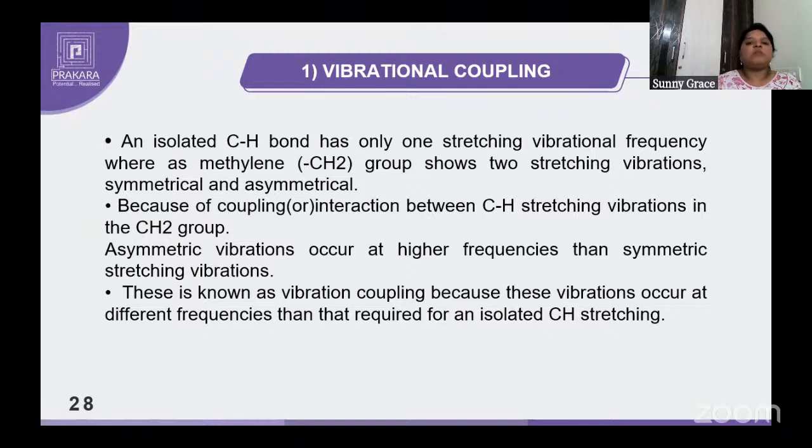Whenever vibrational coupling happens between CH vibration groups, the vibrations occur at higher frequencies compared to the uncoupled case.